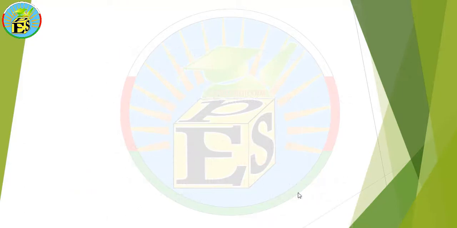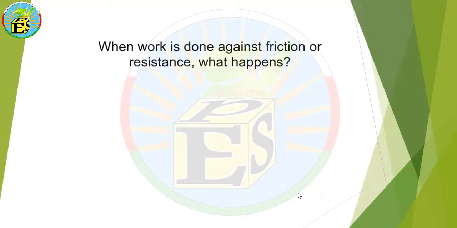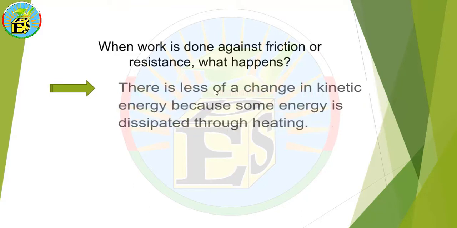Next: when work is done against friction or resistance, what happens? There is less change in kinetic energy because some energy is dissipated through heating. So some of the energy will be changed to dissipative energy like heat or sound. This is dissipative energy, so some of the energy is lost because it changed to heat energy.